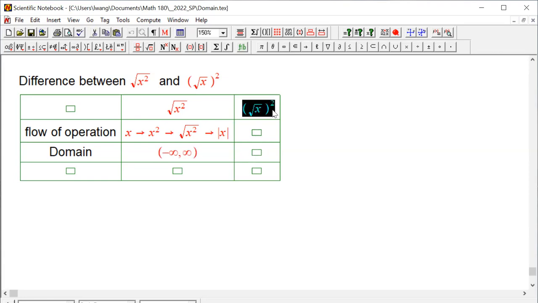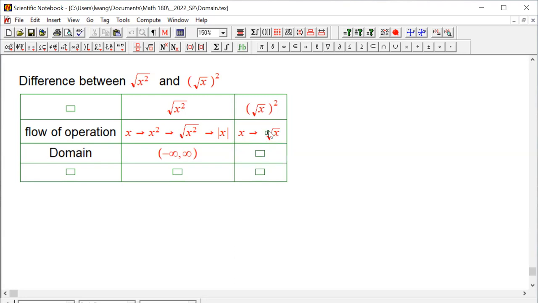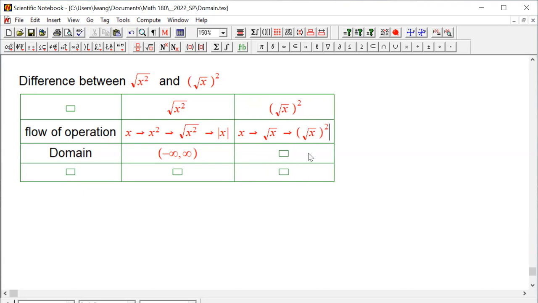But this other one, however, the input is x, and then you take the square root immediately. After the square root is taken, then we take the square of the square root. So you have to make sure the first step is valid, that it can be carried out. As a result, this x has to be greater than or equal to 0. You can see their domains are completely different.